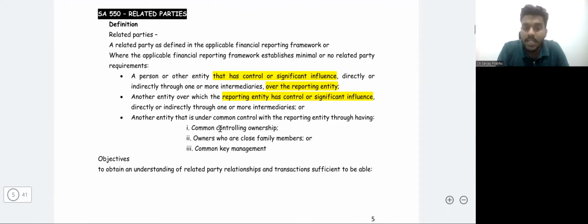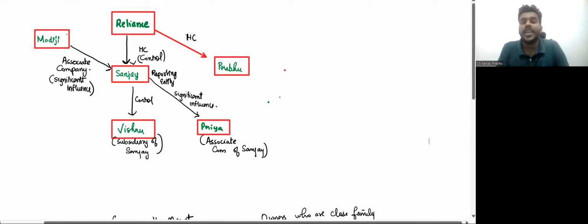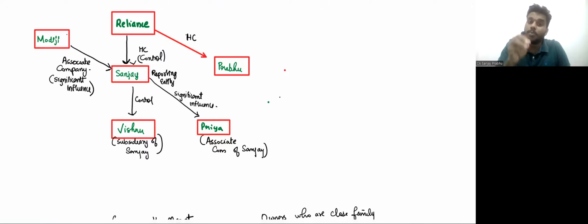After this, common controlling ownership, owners who are close family members, common key management. Let's read. Common ownership: we can see another company called Prabhu Limited. The holding company of Prabhu Limited is also Reliance. That means Reliance is the holding company of Sanjay and also of Prabhu. So Sanjay's owner is Reliance, and Prabhu's owner is also Reliance. Both companies have a common ownership. In such situation, both Sanjay and Prabhu will become related parties.